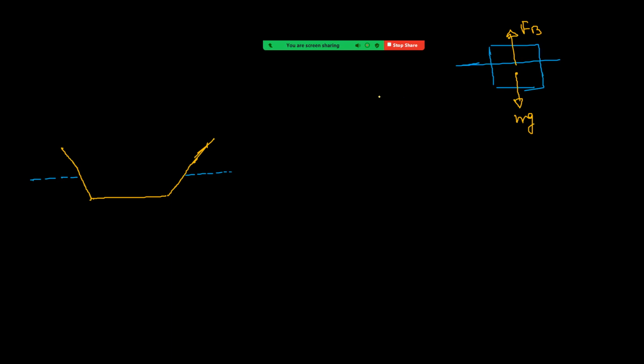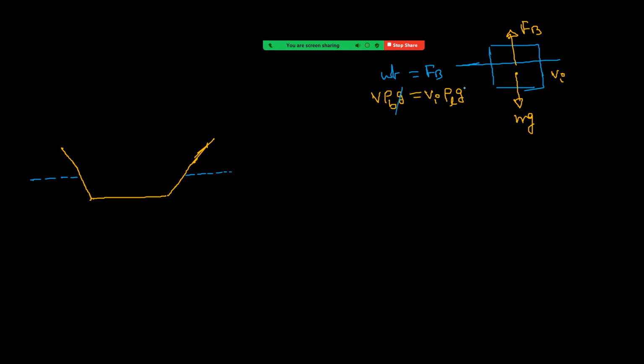Then see what we are writing here. Weight means total volume of the body into density of body into g. This must be balanced by buoyancy force. Suppose the volume inside is V suffix I, okay? Volume inside into density of liquid into g. So I have written there, buoyancy force balancing weight of the body. This is weight and this is buoyancy force, okay?